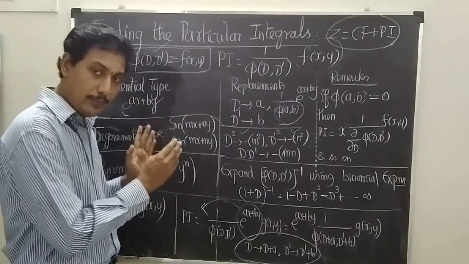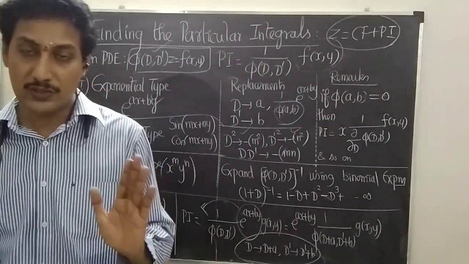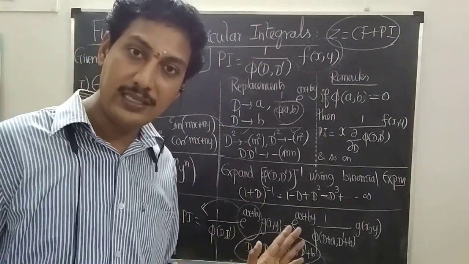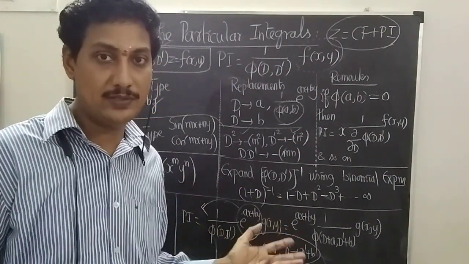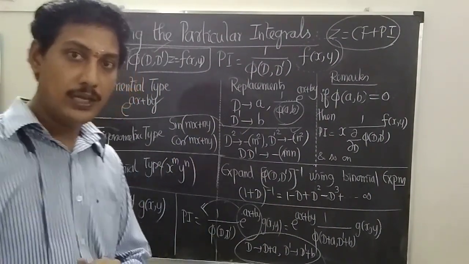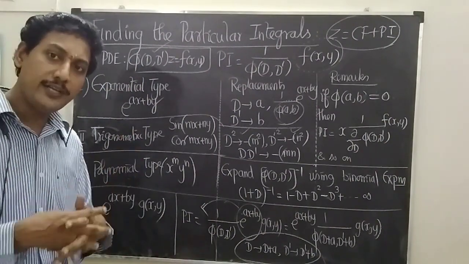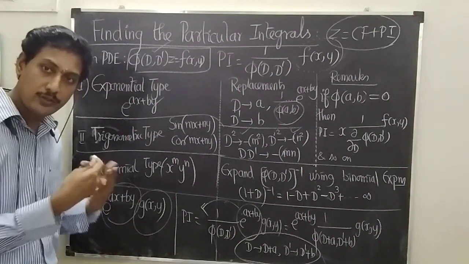So let's see that polynomial term, then we decide where it comes to an end. So there is no replacement for the polynomial type. We can do the expansion technique. Before that, we can rearrange the terms suitably if the binomial expansions are valid, and then operate on the polynomial term. Got it?